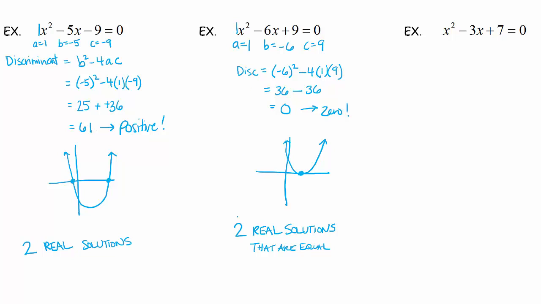And we're going to see more of what happens with that in class. So when the discriminant is 0, we're going to expect that the answers are actually the same answer. They're 2 of the same answers.